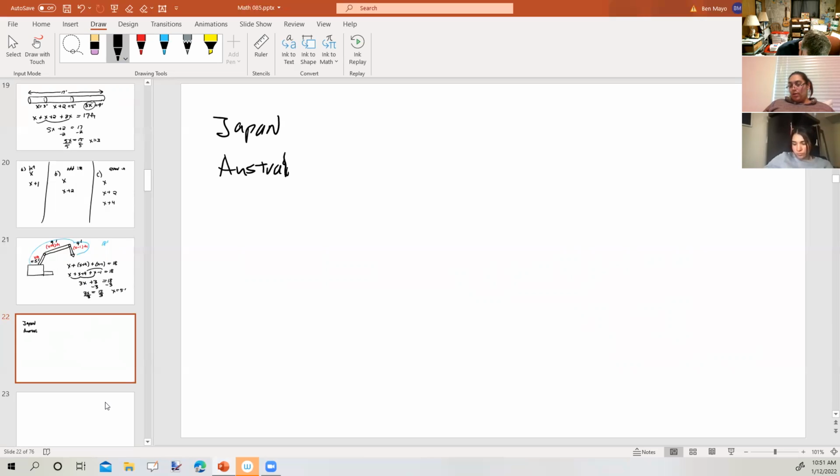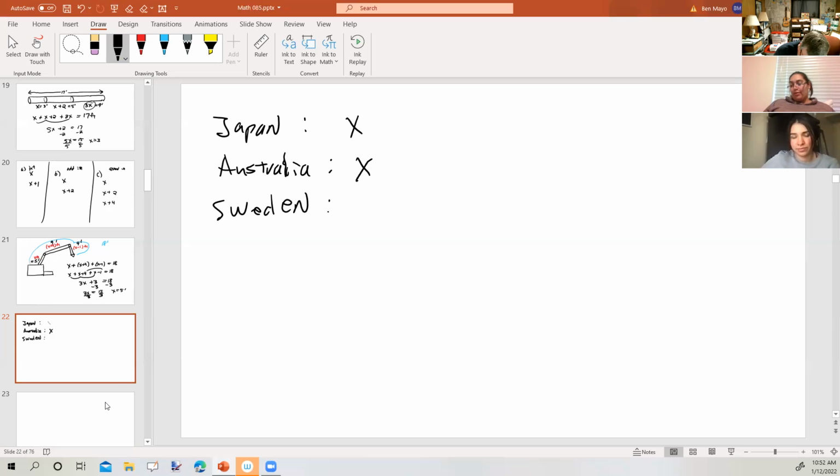Let's see here. Can't spell Australia. And Sweden. Well, who are we going to call X? Who's being compared to? Let's look at it again. It says they will be in Japan for 4 more weeks than they will be in Australia. Their stay in Sweden will be 2 weeks shorter than that of Australia. Who's the center of the universe? Australia. I can read lips. Australia. All right. So they will be in Japan 4 more weeks.